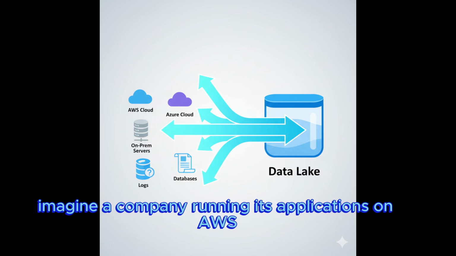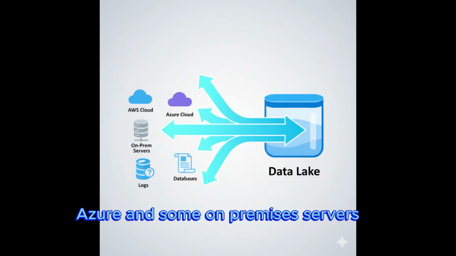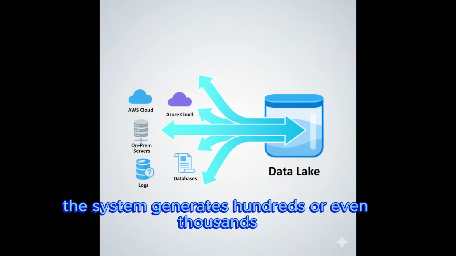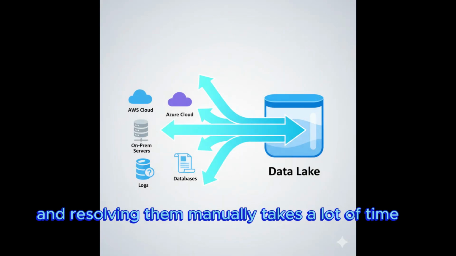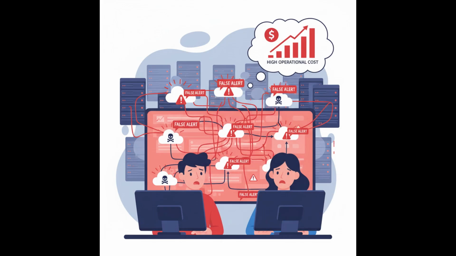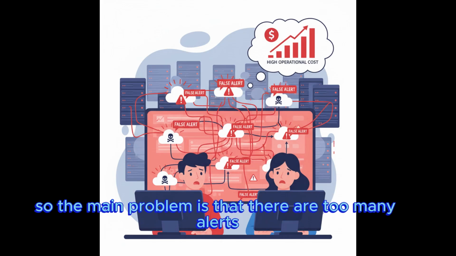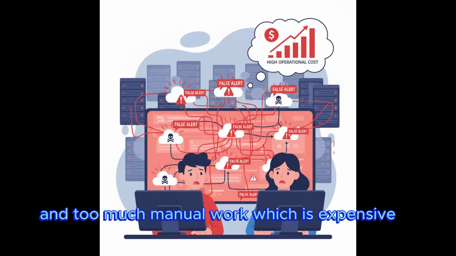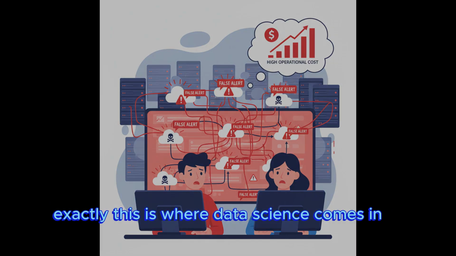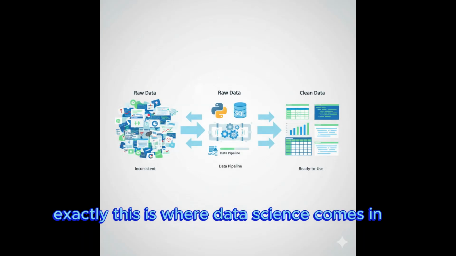Imagine a company running its applications on AWS, Azure, and some on premises servers. Every day, the system generates hundreds or even thousands of alerts. Many of these alerts are false alarms, and resolving them manually takes a lot of time and costs a lot of money. So the main problem is that there are too many alerts and too much manual work, which is expensive. Exactly. This is where data science comes in.